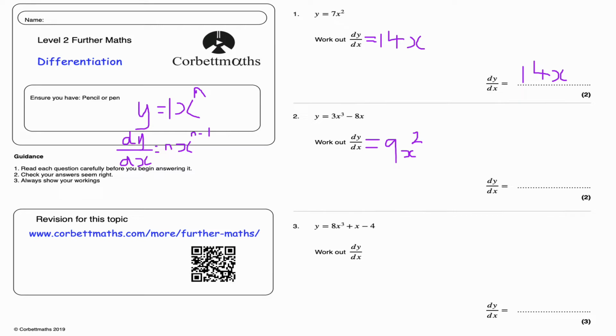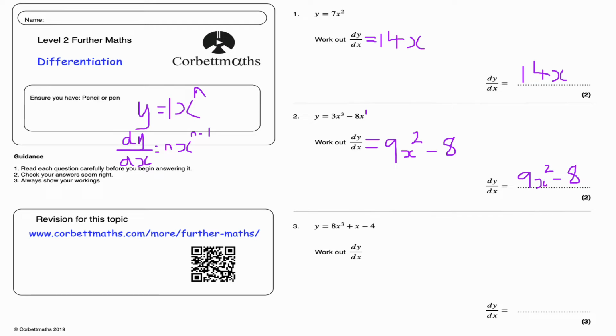This one is a bit more sneaky. Imagine it's a 1 there, minus 8x to the 1, so minus 8 times 1 is minus 8, and the power comes down, so it's minus x to the 0. But we should know at this level that anything to the power of 0 is just 1, so it's minus 8 times 1, which is just minus 8. So differentiating something times x goes to a constant, so it's 9x squared, take away 8.